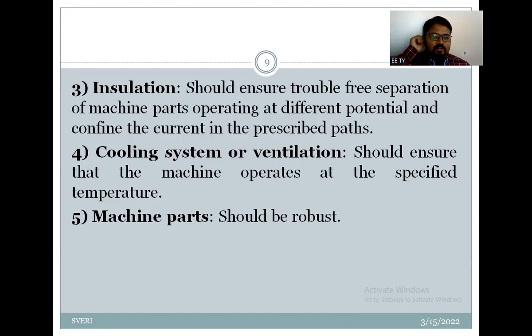Right. Fifth point. Machine parts should be robust in nature. ROBUST, robust in nature. Should be robust in nature. Okay.